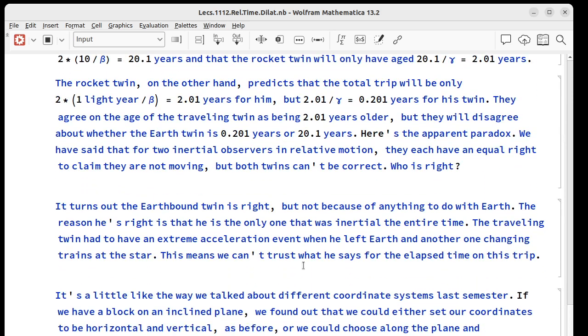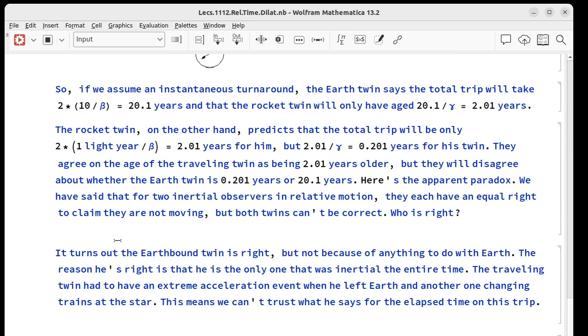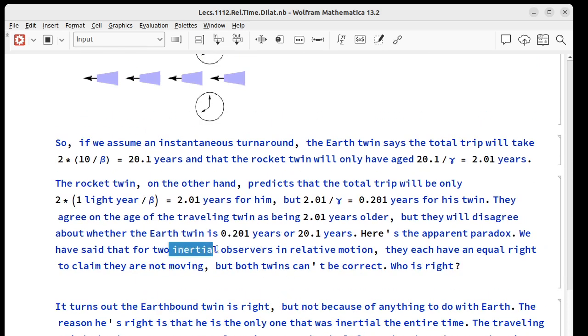The way we figure out who's right, it turns out it's the twin that stayed home on Earth, and it's not because of Earth. The reason he's right is we said we had to have an inertial observer, an unaccelerated observer. And the twin who got on the rocket is the one who had these extreme acceleration events, one when he left Earth, then another one when he came back. So we can't trust his elapsed time estimates.